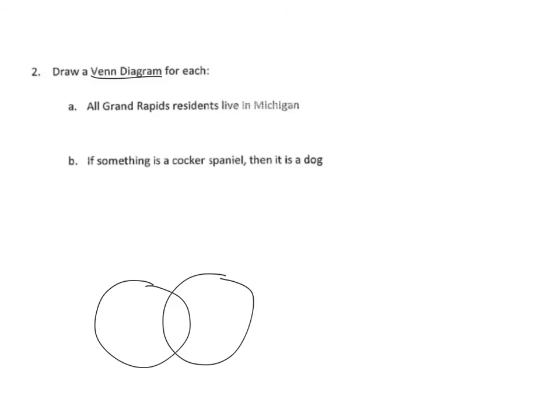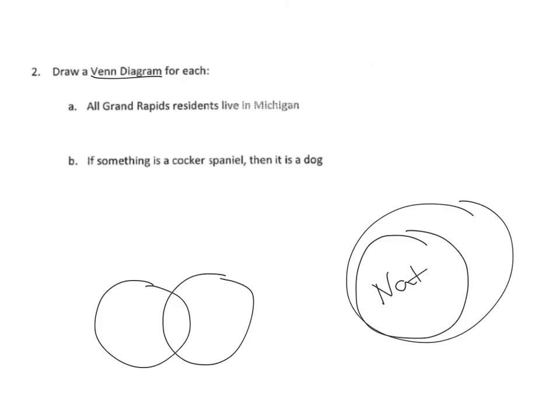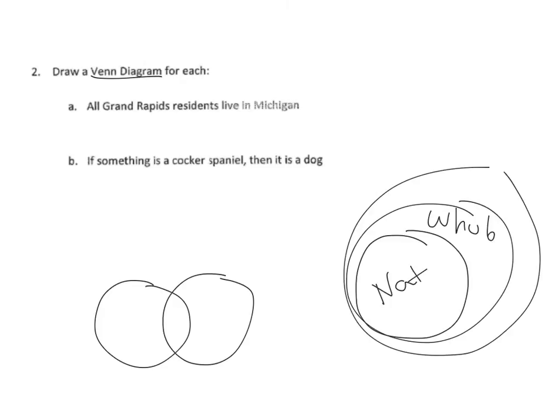Okay, a Venn diagram shows relationships among different things. So in algebra, we did a Venn diagram for number systems. We said all natural numbers were whole numbers, all whole numbers were integers, and so forth. So now we're going to make statements into a conditional statement, and then write a Venn diagram for it. So all Grand Rapids residents live in Michigan. To change that, you would say if the person lives in Grand Rapids, then the person is in Michigan. Or if the person is a resident of Grand Rapids, then the person is a resident of Michigan.